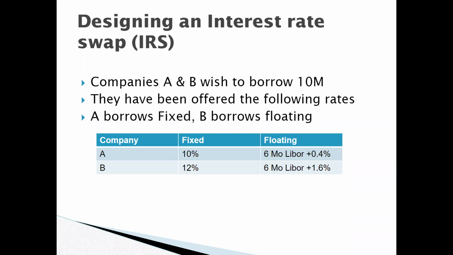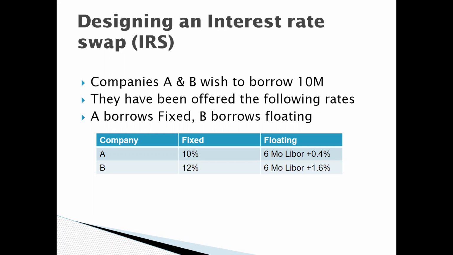So in this case, have a look. A is going to borrow fixed and B borrows floating. So what would A try to lower? A's fixed rate borrowing is 10. Diagonally, B's floating rate borrowing is 6-month LIBOR plus 1.6. So A is going to try to lower its 10% rate and B is trying to lower its 6-month LIBOR plus 1.6 rate. Is that clear? Because it is given in the sum. A borrows fixed, B borrows floating. Is that clear? Yeah. So those are the rates we try to lower.